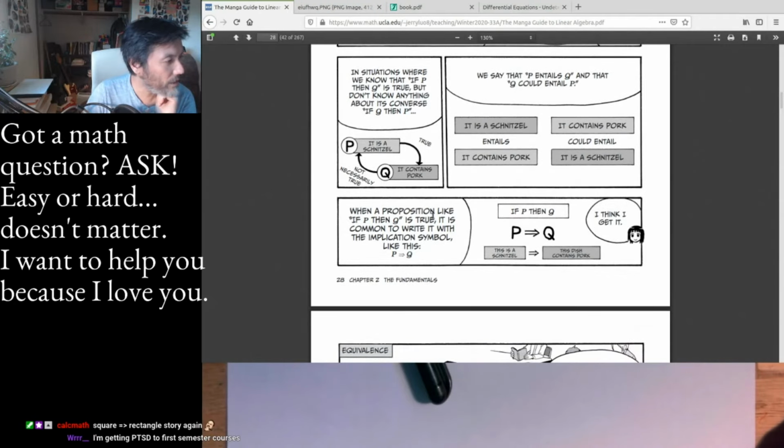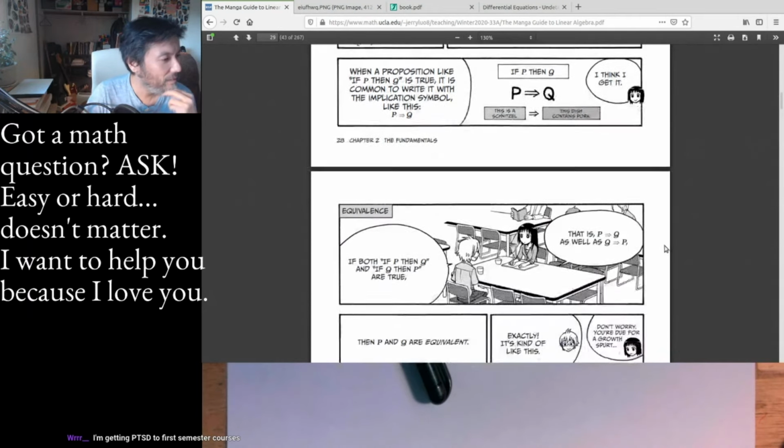When a proposition like if P then Q is true, it is common to write it with the implication symbol, like this, like that. I think I get it. Oh, she's happy.